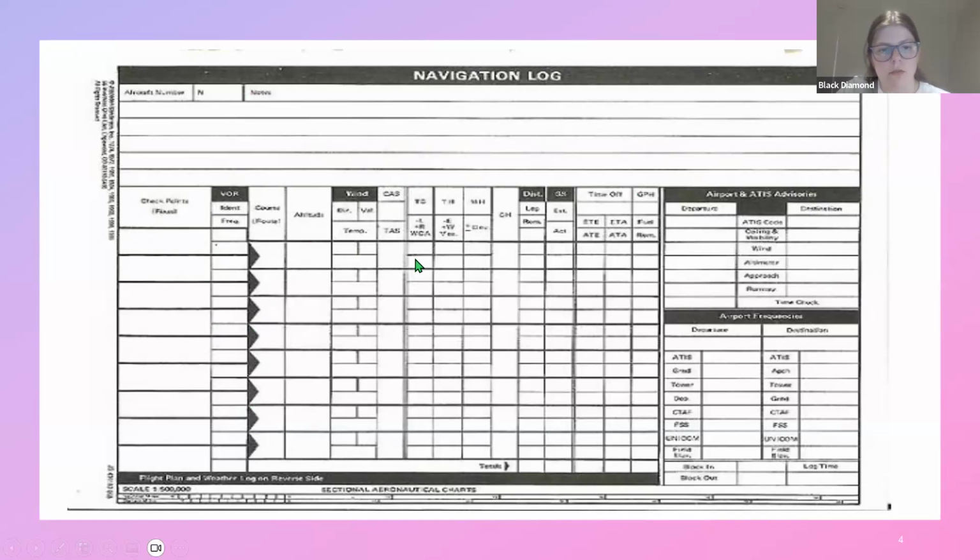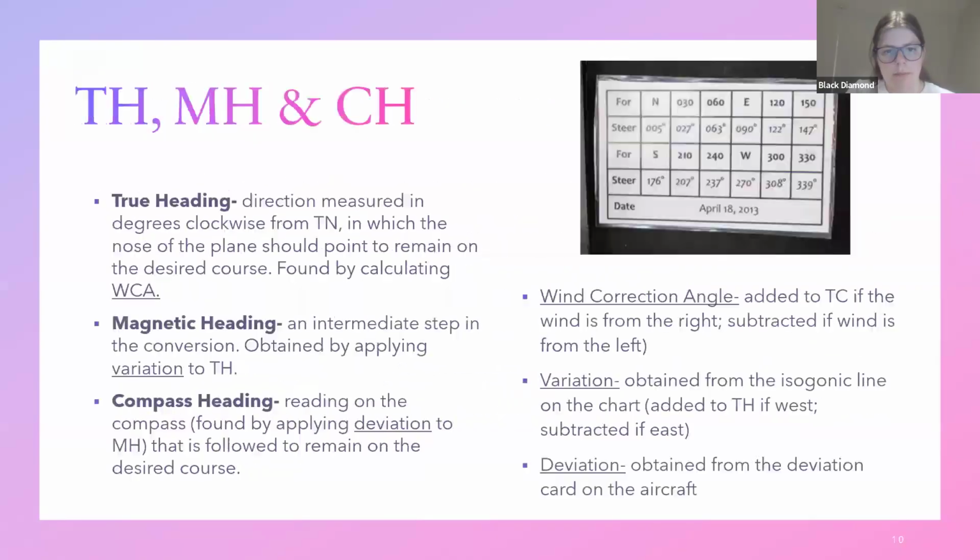And so if it's coming from the right, it's a positive. If it's coming from the left, it is a negative. That will also tell you on the back of your whiz wheel: if your final marking is more on the left, that's a negative. And if it's more on the right, then that's a positive. Okay. So that's your wind correction angle. So that's how you find true heading. You take true course, you add your wind correction angle, and now you have your true heading.